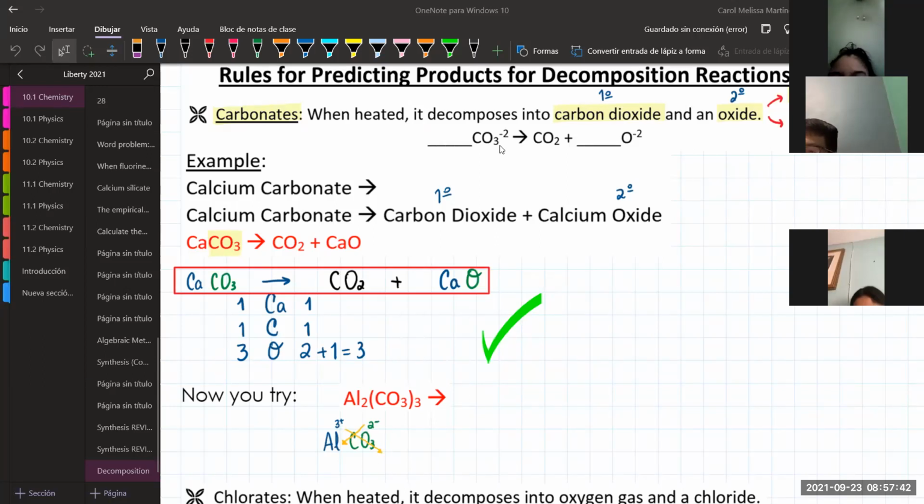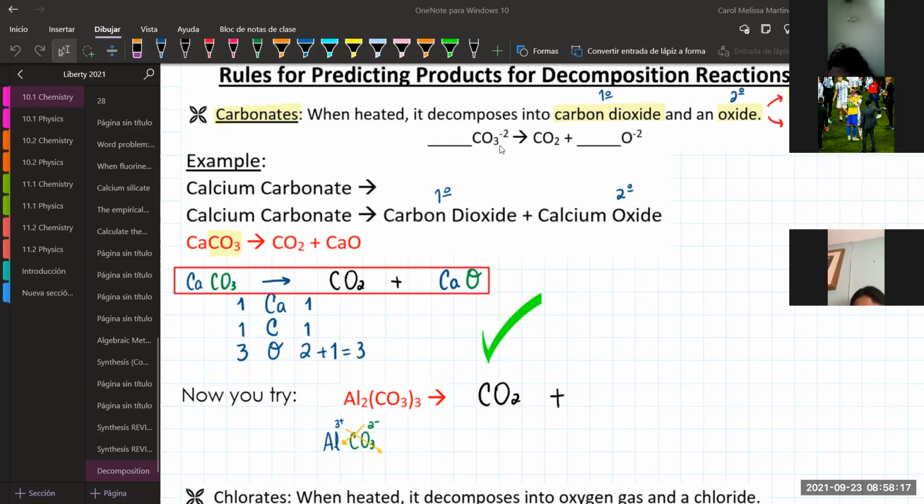That is important. The rule says, okay, and I will repeat it. The rule says that it will form carbon dioxide and an oxide. So carbon dioxide is CO2, okay? That is a mandatory product. Then it says and an oxide. An oxide is a combination of metal or non-metal with oxide ion.